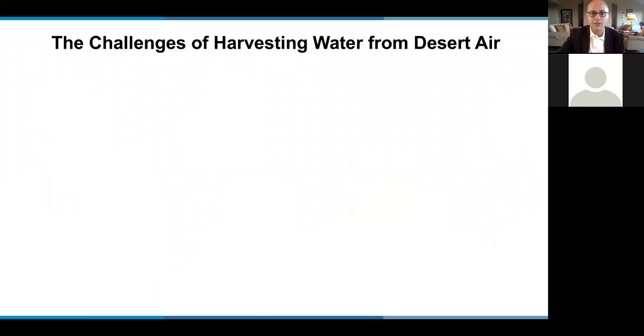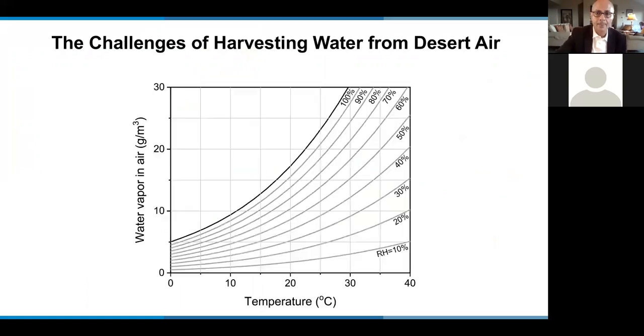So how far have we gotten in achieving this vision? Well, let me talk about the challenges for harvesting water. Here's a psychrometric chart plotting the water vapor in air in grams per cubic meter versus temperature. And so you see here the lines of humidity, 10%, 20%, 30%, and so on, up to 100%. If you're at 100%, that means it's easy to get the water out of the air. If you're here in these regions that are marked in this brown, then it's very difficult to get water out of the air. And let me tell you why.